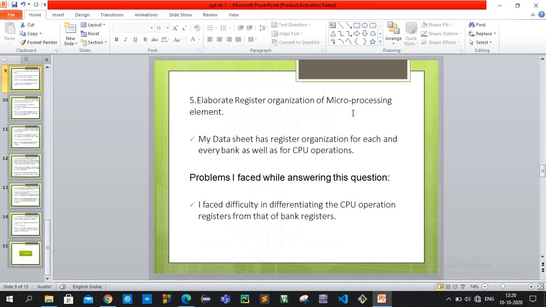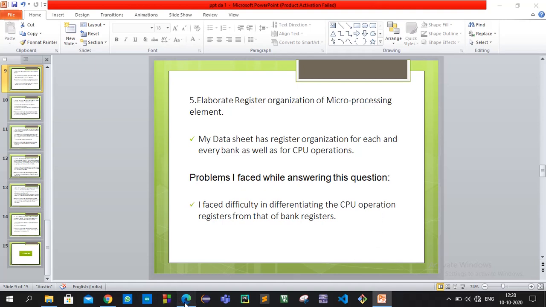Fifth question is to elaborate register organization of microprocessing element. My datasheet has register organization for each and every bank as well as CPU operations, but it is very important to differentiate CPU operating registers from registers which are for each and every bank, because in our datasheet we'll have many registers related to each and every bank.